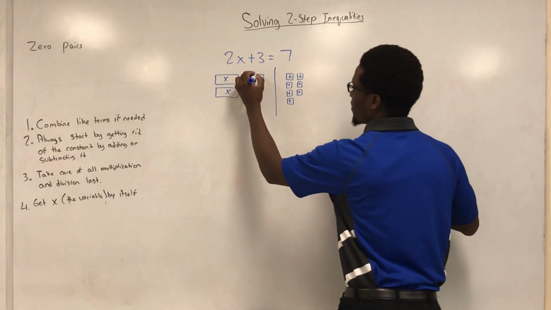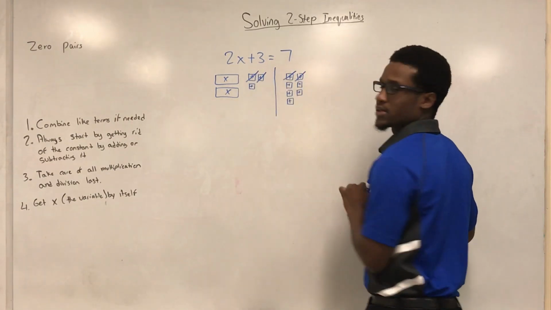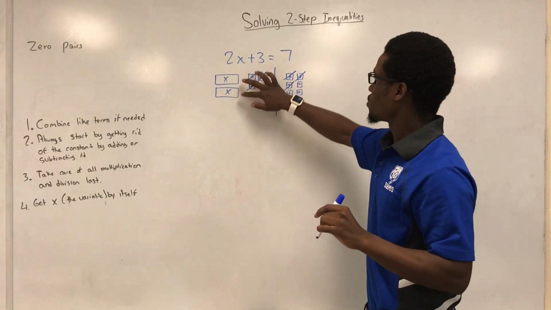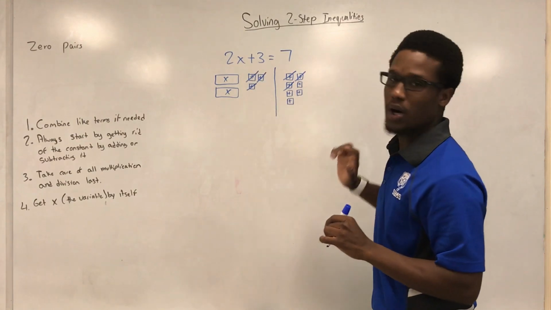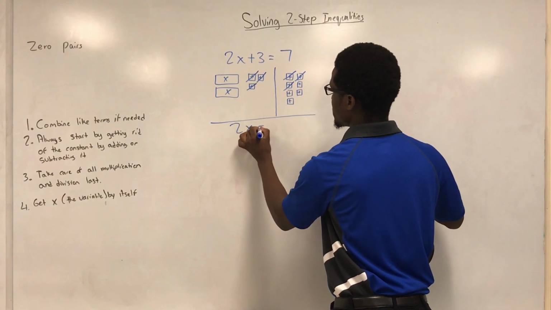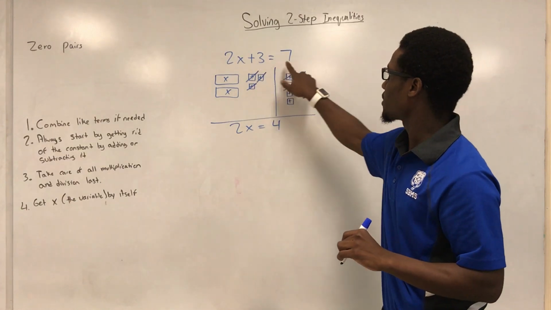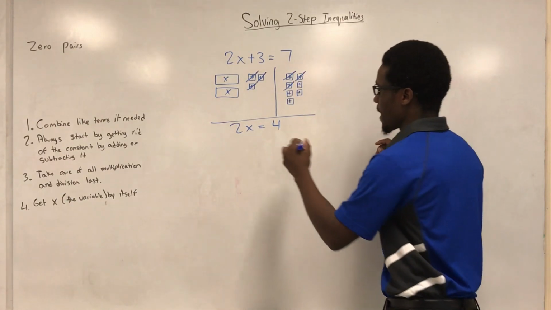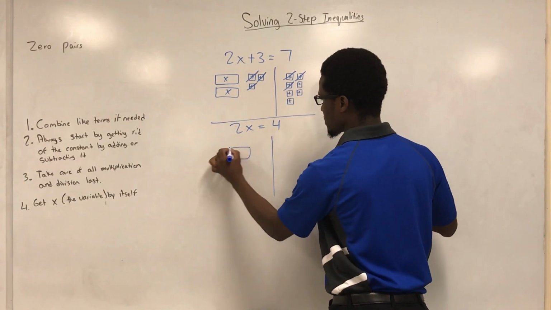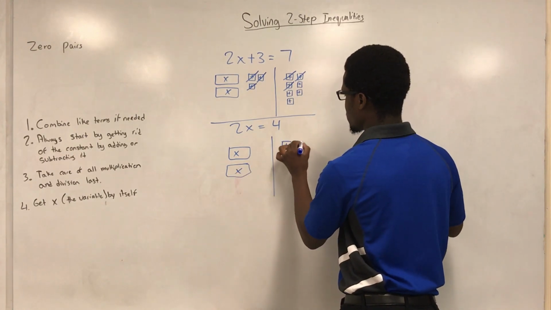So, I know that this cancels with this. I know that this cancels with this. Also, this cancels with this. So, I have 2 x's left, but I have 4 quantities. So what I basically have right now is 2x is equal to 4. 2x is equal to 4, okay? I just subtracted 3 from each side. Now, I'm going to go ahead and draw this one more time. We have 2 x's, and then that's going to equal 4.